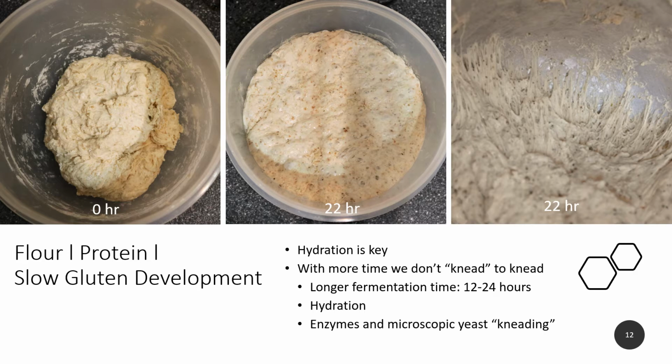As you can see, after 22 hours, it's very bubbly and puffy and active. And then at that same time, as I was pulling the dough out, you can see these stretchy web-like strands, and those are actually the gluten strands. So if you think about it, there was no actual kneading in this dough, but gluten still developed. So why did that happen? Well, as I mentioned before, hydration is key in gluten development, so that's one aspect of it.